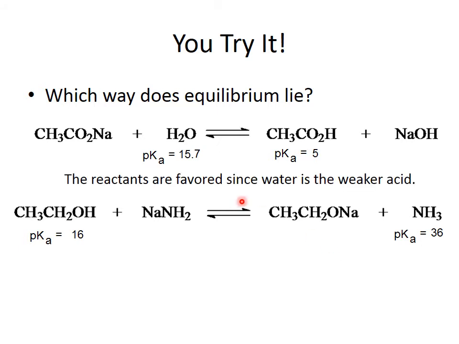If we look at this first reaction, you will see the pKa of water is 15.7, nearly 16, and the pKa of acetic acid is 5. This is a stronger acid, so this side of the equilibrium is favored. If I look at ethanol versus ammonia, this is the stronger acid, this is the weaker acid. As a result, this equilibrium is shifted to this side.